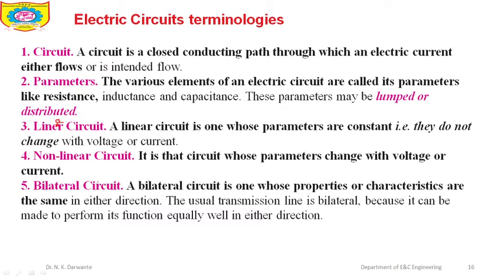Then bilateral and unilateral circuit. Then on the next page you will see the unilateral also. Then what is the difference between bilateral and unilateral? A bilateral circuit is one whose properties or characteristics are the same in either direction. The usual transmission line is bilateral because it can be made to perform its function equally well in either direction.